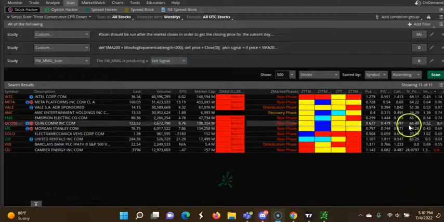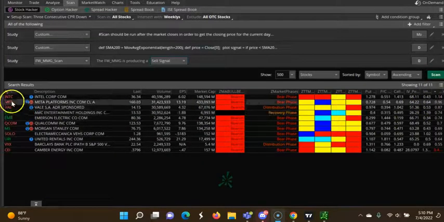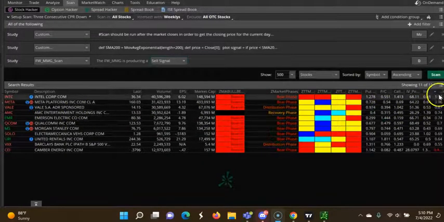So three combinations. We are sorting it by the relative volume, right? Relative volume is more than regular volume. So for Intel, it is 1.14. Okay, let's look at the stock.